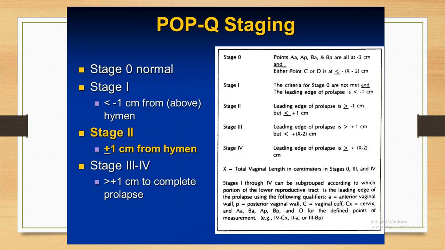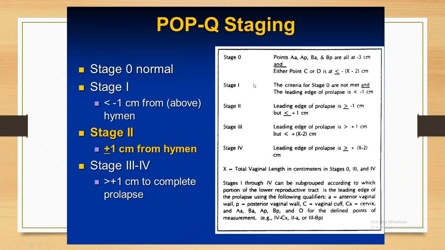Now, what is the staging? After measuring all these points, we have to stage this prolapse. Stage zero is when all things are in proper anatomical position, when points AA, AP, BA, BP are all at the same level, and when point C or D, that is either cervix or posterior fornix, is less than or equal to TVL minus 2. See, if we find that TVL is around 10 centimeters, then point C or D should be at the minus 8 level, less than or equal to minus 8. It should not be minus 4, minus 6 like that. So this is stage 0 prolapse, the normal anatomical location of each point.